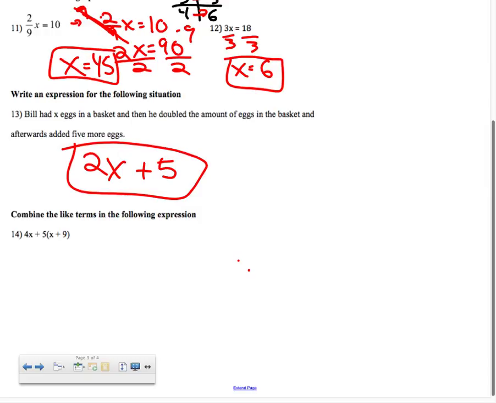So when you have this type of problem, what you want to do is write the variable you start with, and then you just go through and say what's happening each time. So first you double, so times by 2. Then you add 5 more, so add 5. And then there's your expression.